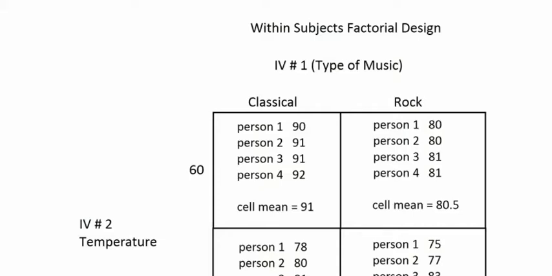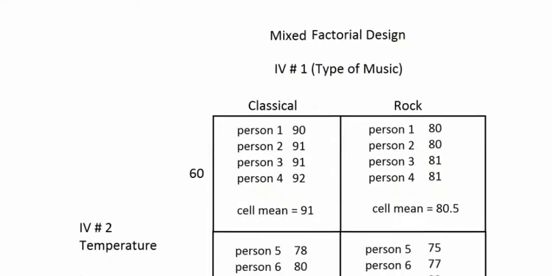And like I said before, these participants aren't following the same order. It could be that person 1 is doing classical at 60 degrees first, and then going to rock at 90, and then back to classical at 90, and finishing with rock at 60. And it could be that person 2 is doing rock at 60 at time 1, then moving over to classical at 90, up to classical at 60, and finishing with rock at 90. So they're not all following the same order because it's counterbalanced.